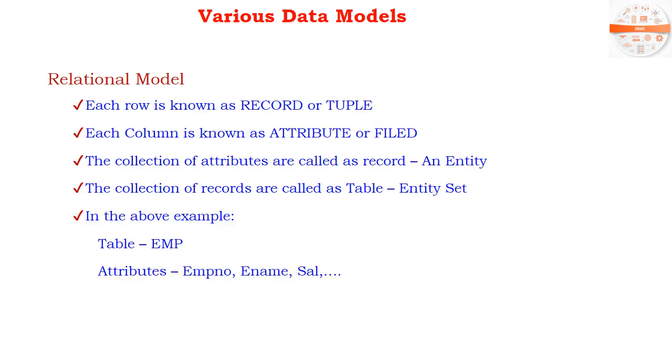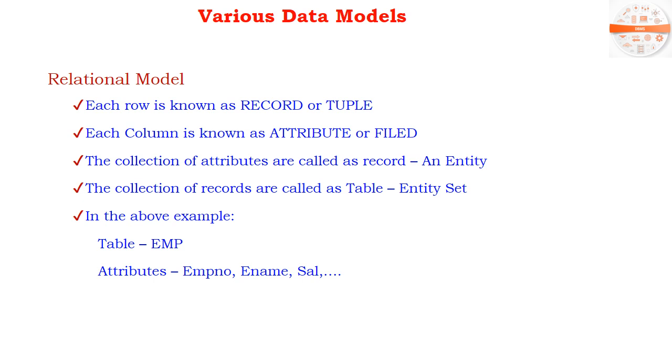So here each row is known as record or tuple. Then each column is known as attribute or field. The collection of attributes is called a record, that is an entity. The collection of records is called a table, that is an entity set. In the above example, the table is the employee.